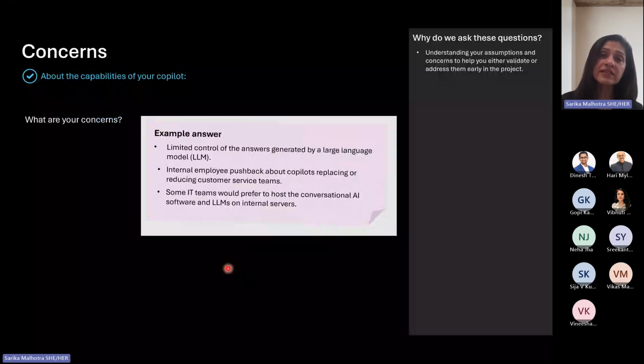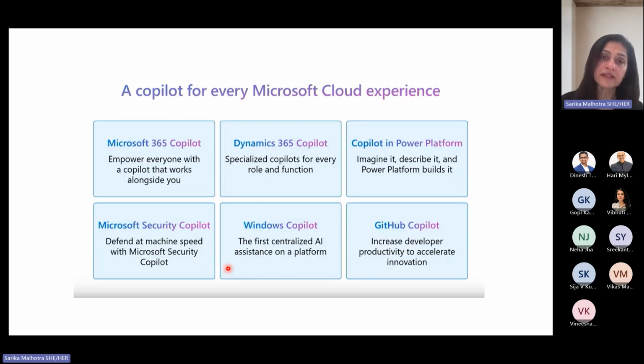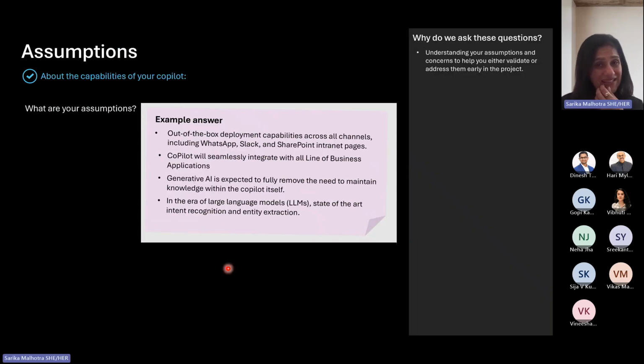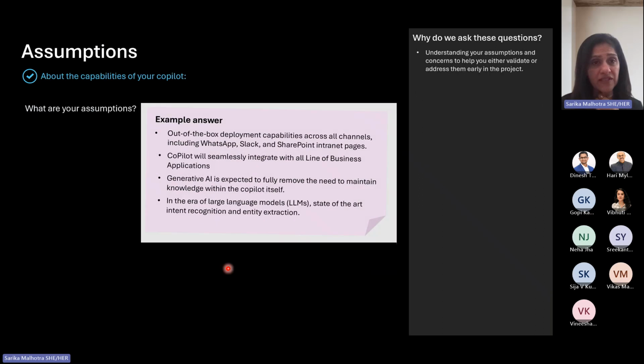It's also very important to understand if they have any concerns about the Copilot. Do they feel that Copilot will replace people and hence people may not adopt it? A common concern. So it's very important to understand these concerns and then be able to mitigate these or have a strategy to mitigate them. So that's about the few things that you would do in your conversation with the customer.